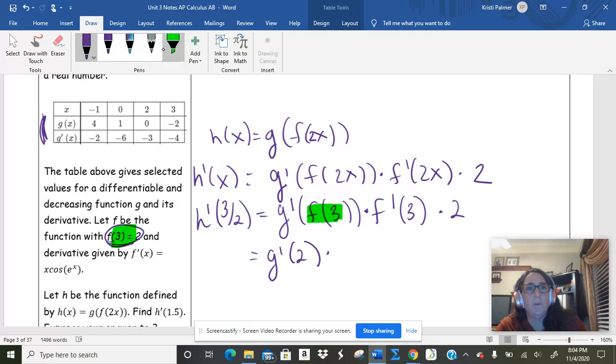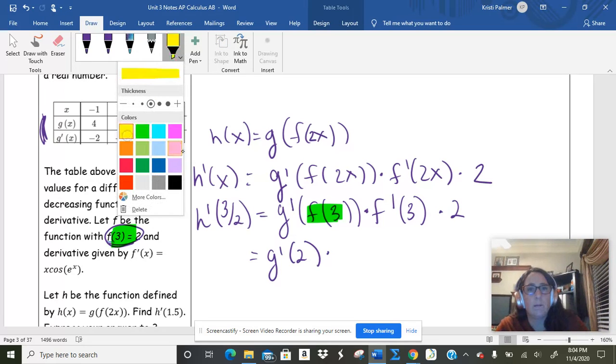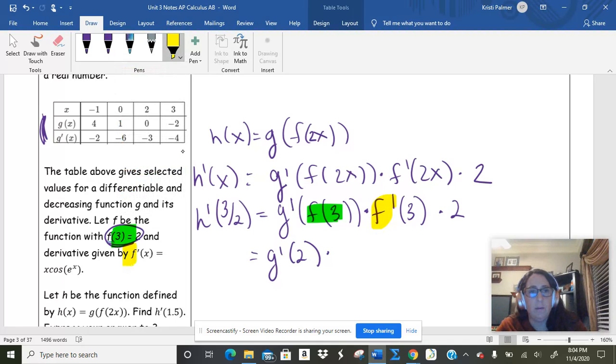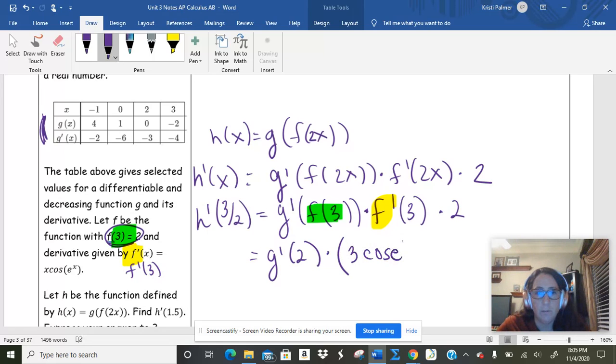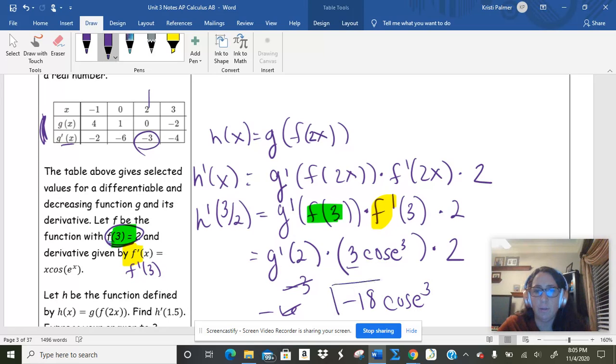Well, all they told me is what f prime was. So f prime here is this function. So if I want f prime of 3, I'm going to have to plug the 3 into this function. So now I can go find g prime of 2, and I see that's -3. Times the 2 would give me -6 times the 3 right there. So let's see, -18 cosine of e to the third.